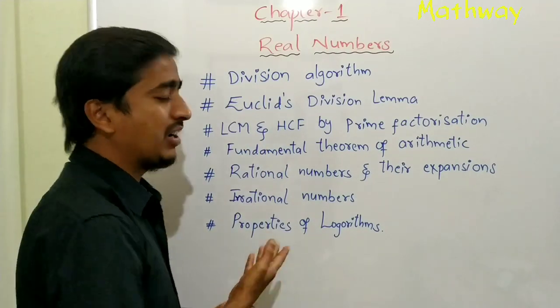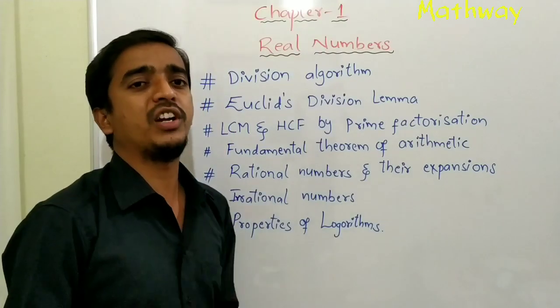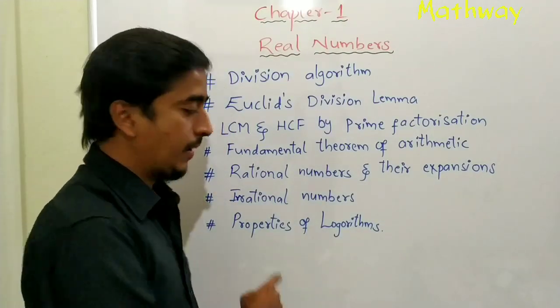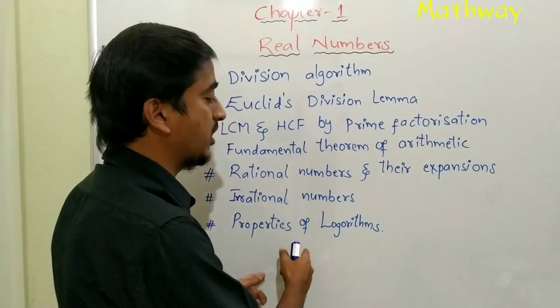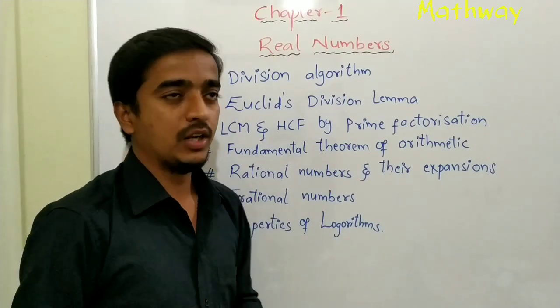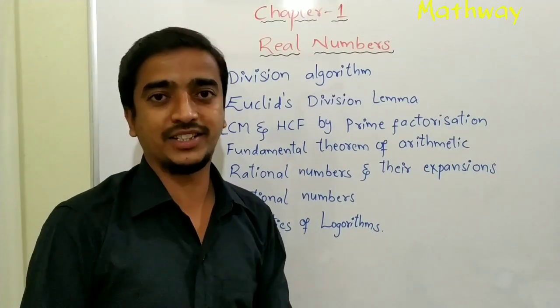So here we can find how to differentiate rational numbers from irrational numbers, and what the difference between the two is. And finally, the final topic is properties of logarithms. In this we will learn the log formulas to solve problems. So these are the topics you are going to learn in the first chapter, that is real numbers.